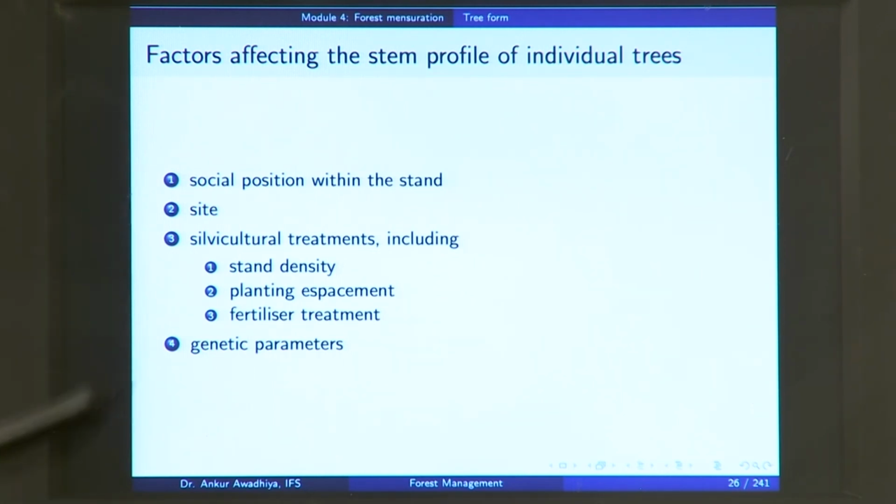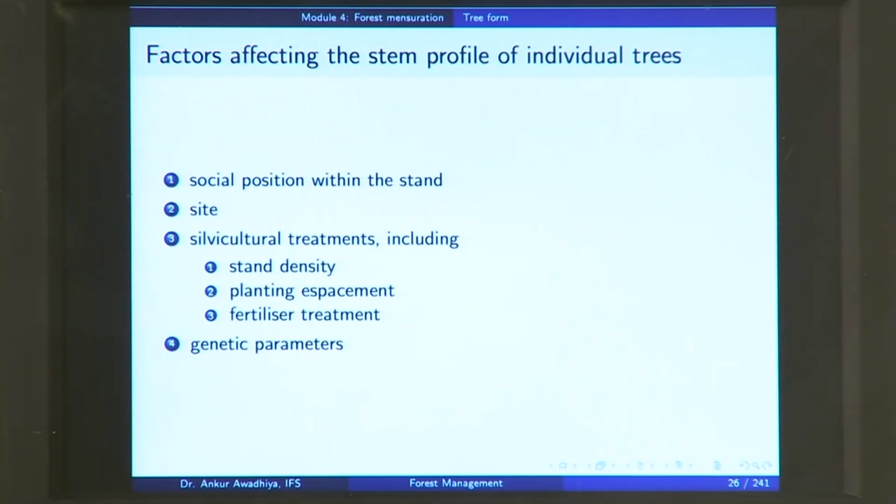Then silvicultural treatments, including the stand density. If you have a greater density, in that case you will be having trees that have lesser taper and probably a greater height, because the surrounding trees are competing with it for sunlight, and in this case the tree will just grow up and up, so that it is able to gain the maximum amount of sunlight. The planting spacement and the fertilizer treatment, which in turn provides the amount of nutrients that your tree requires to grow.